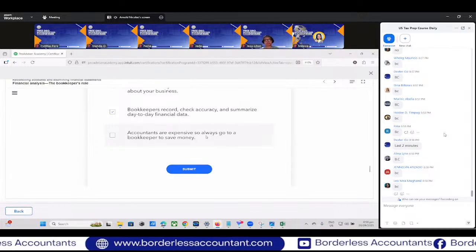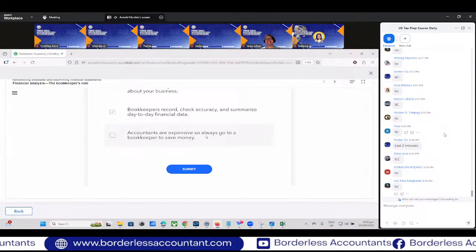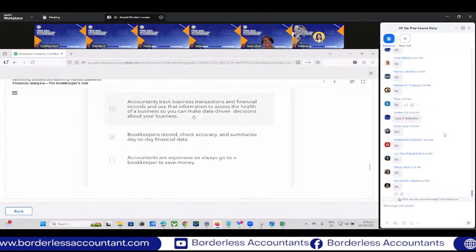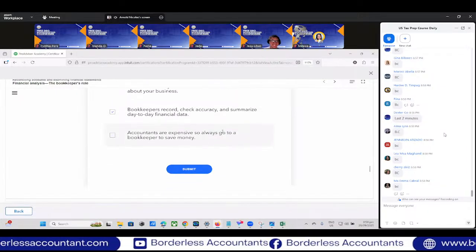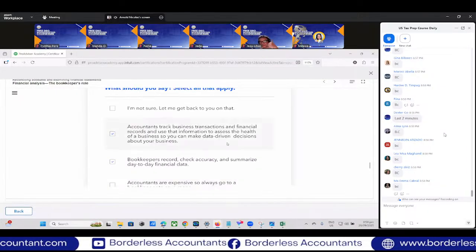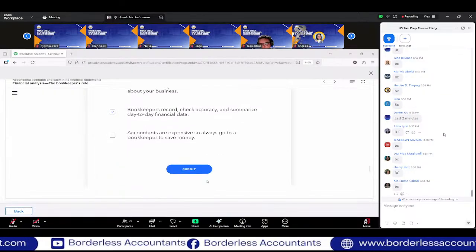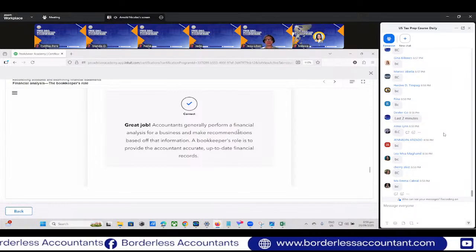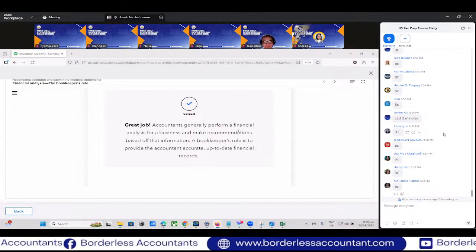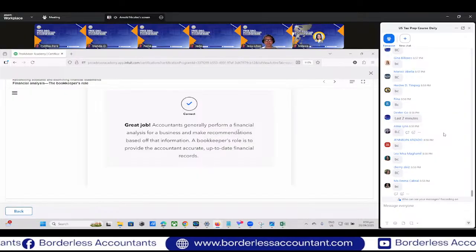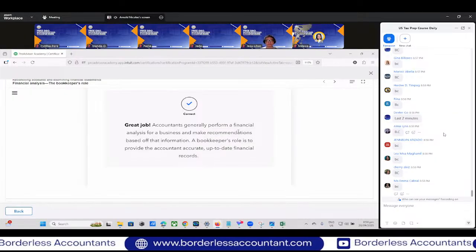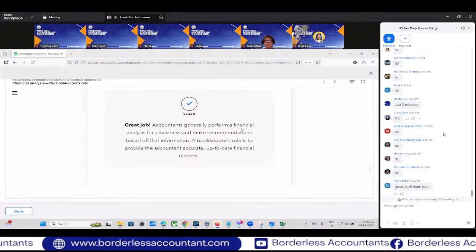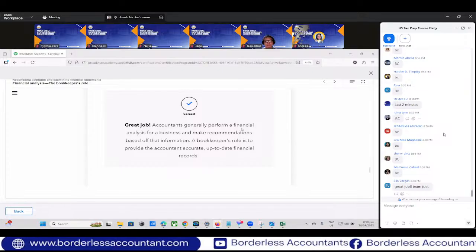Are you able to say accountants are expensive, so always go to a bookkeeper to save money? Of course not. So these two are correct. Do you agree, guys? Most of the answers are B and C. Okay. Joel? Correct. Great job. Accountants generally perform financial analysis for a business and make recommendations based on that information. A bookkeeper's role is to provide the accountant accurate, up-to-date financial records.